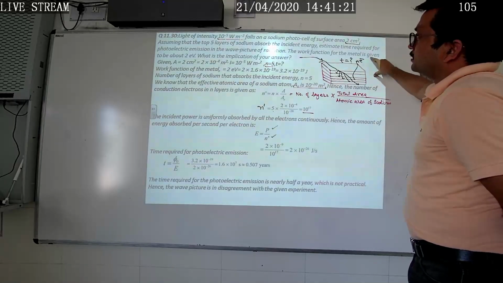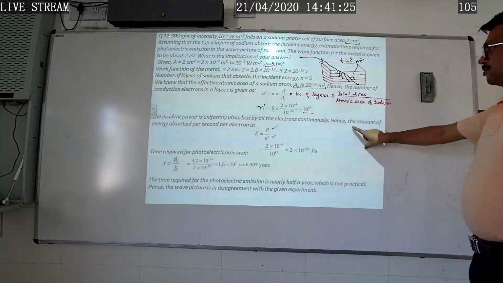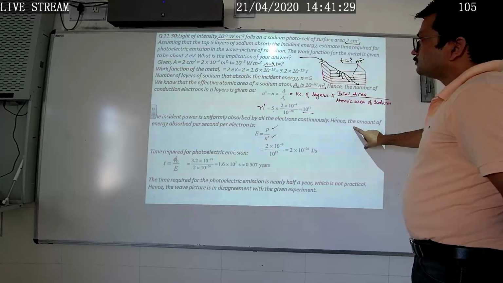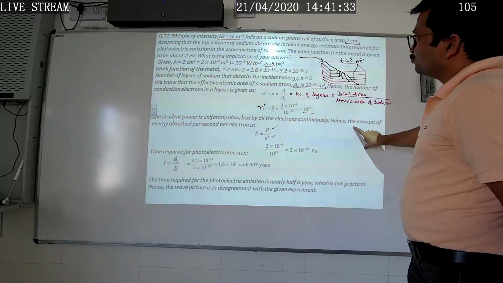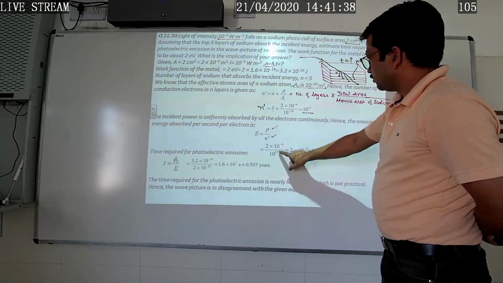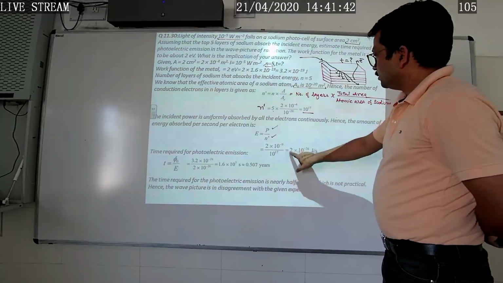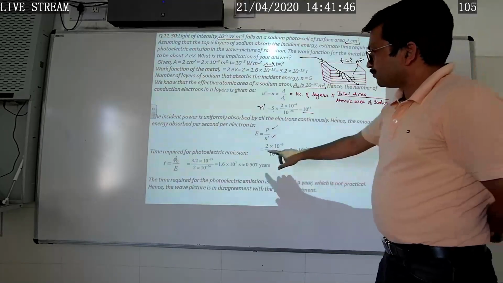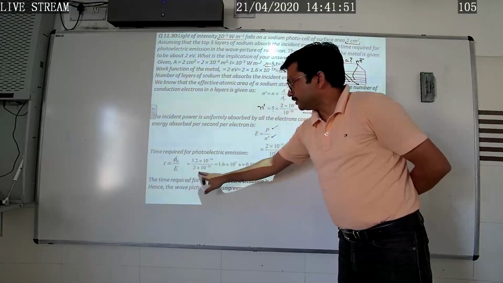Work function of the metal is given to us. So here the incident power is uniformly distributed in the 5 layers. So here the energy absorbed per second per electron is 2 into 10 to the power minus 26 joule per second, and then the time required for photoelectric emission is work function over this energy.